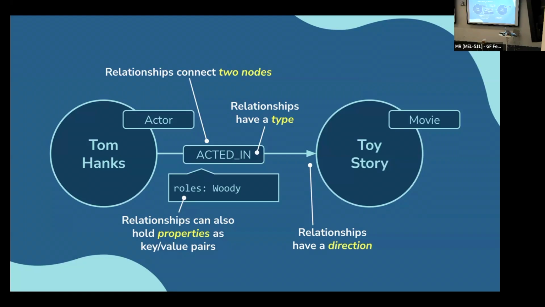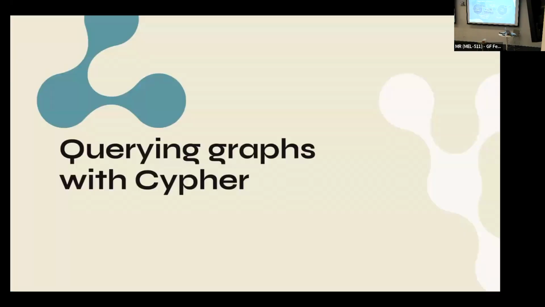The direction is super critical in your project when you want to query from the database. Now, this relationship also holds data in the form of properties as key-value pairs. For example, like you see, the roles is movie.